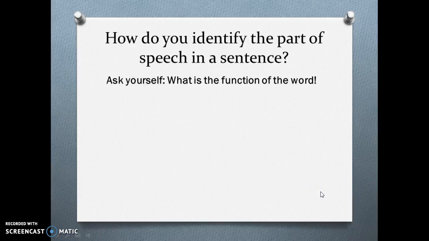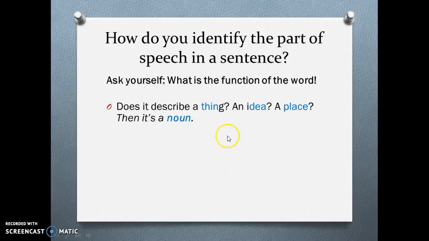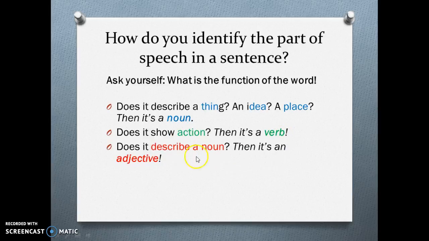So how do you identify the part of speech in the sentence? Well, ask yourself, what's the function of the word? What is the word doing? Does it describe a thing, or an idea, or a place? If so, then it's a noun. Does it show action? Well, then it's a verb. Does it describe a noun? Then it's an adjective. Does it describe an action? Then it's an adverb. By asking yourself, what does it do in the sentence, it will help you identify the part of speech.